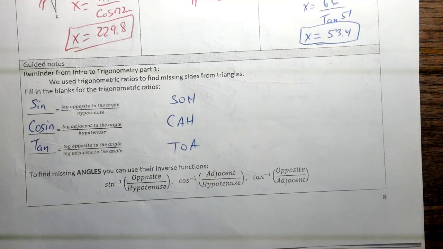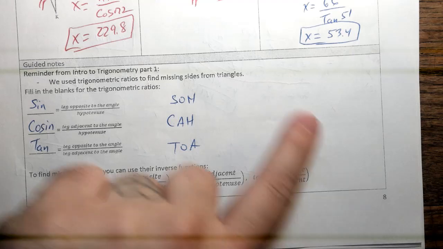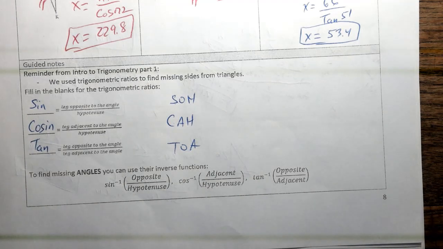And these are on the reference sheet. We've started using those in class, and I like to see you guys with those in your hands. All this stuff is on the reference sheet, so is the information we had in lessons 1 and 2 about the special right triangles.